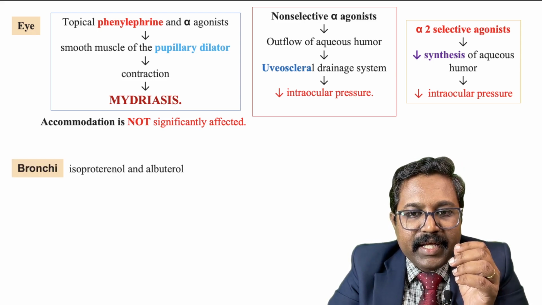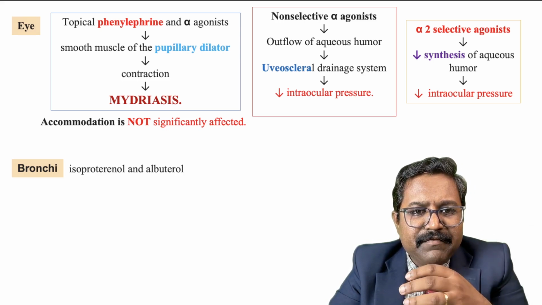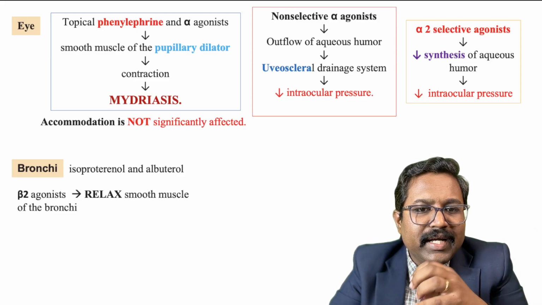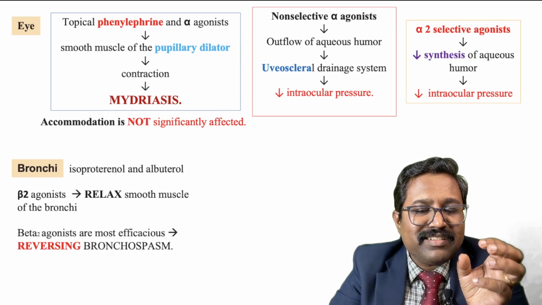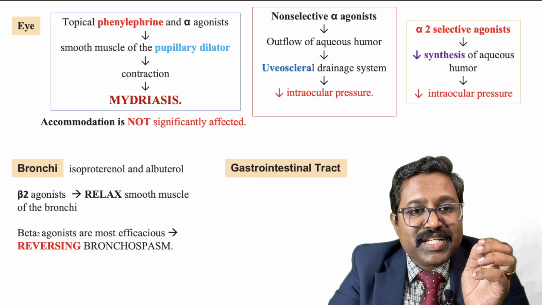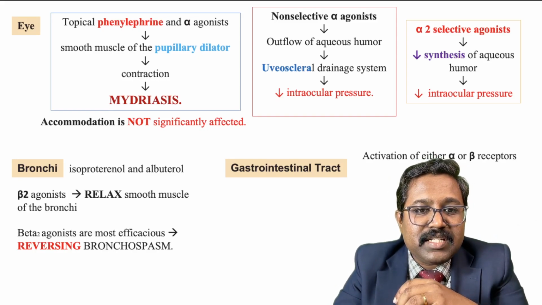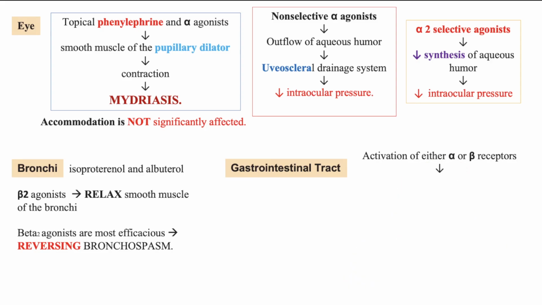Moving on to the bronchi, the examples are isoproterenol and albuterol, which is the other name for salbutamol. So beta 2 activation will lead to relaxation of the smooth muscles in the bronchi, leading to bronchodilation. So beta 2 agonists are the most efficacious drugs in relieving acute bronchospasm. And moving on to the gastrointestinal tract, activation of either beta 1, beta, or alpha receptors leads to relaxation of the smooth muscles here.